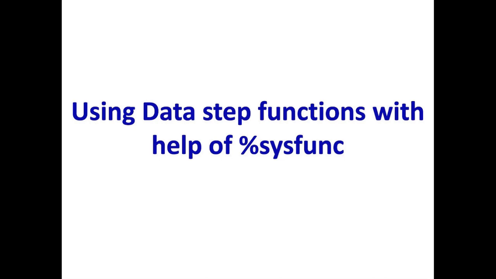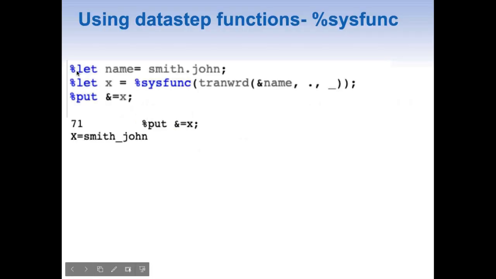Now let us look into the last topic, that is using data step functions with the help of %sysfunc. We can use most of the data step functions with the help of %sysfunc, except very few like the input function, put function, lag function, and others. Now let us look into some examples to understand this better. In here I am creating a macro variable, %let name equal to smith.john. I want to create another macro variable x, and what I want to do is I want to have the macro variable value of name, that is smith.john, but I also want this dot to be changed to underscore.